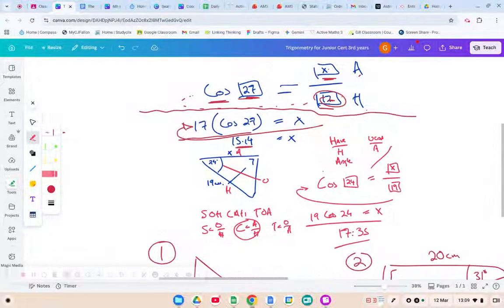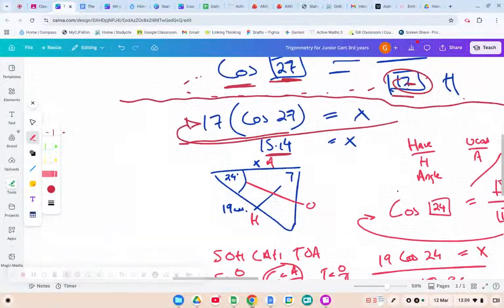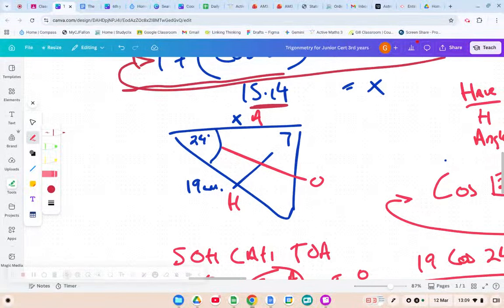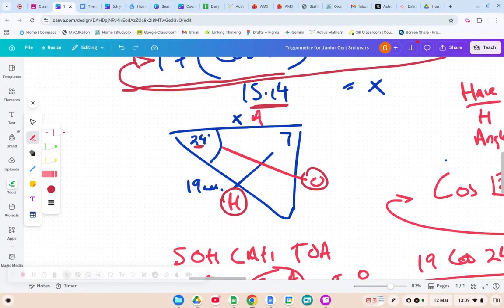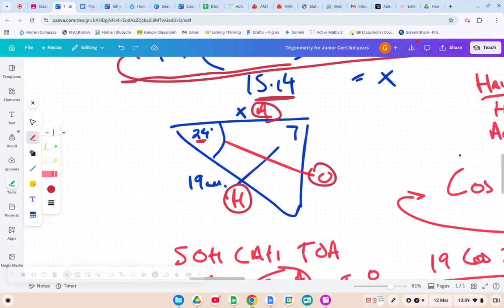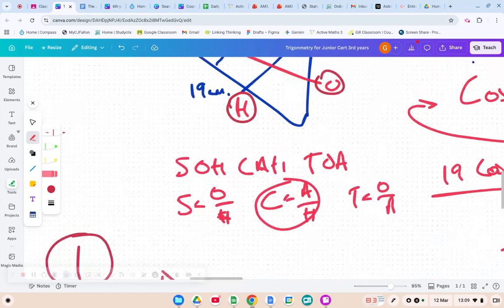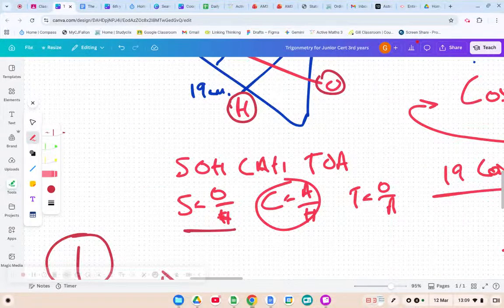Okay, we did another example down here, so I'll make this a bit bigger again. Name the sides here. So this is the right angle, this is the hypotenuse, this is the angle for the question, this is the opposite, and this is the adjacent. We write the rule, SOH CAH TOA. S is equal to O over H, C is equal to A over H, and T is equal to O over A.